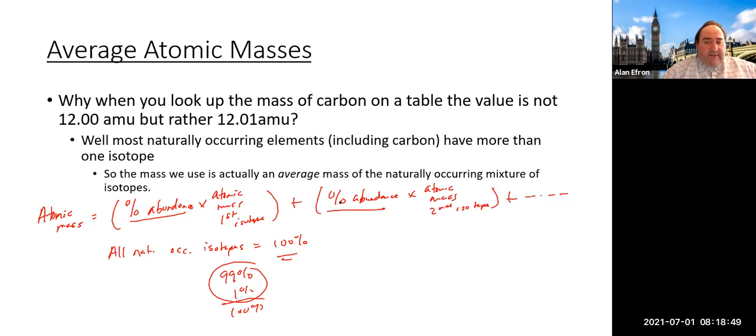The key here in this formula is this part here. Most of the time people want to multiply these things, but you are adding. So you're basically taking the percentage of how often the first isotope occurs times the mass of the first isotope. Then you're going to add it to the percentage of how often the second isotope occurs times the mass of the second isotope, and so forth.